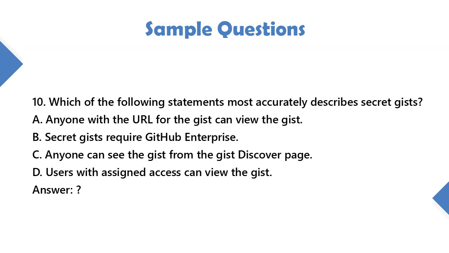10. Which of the following statements most accurately describes secret gists? A. Anyone with the URL for the gist can view the gist. B. Secret gists require GitHub Enterprise. C. Anyone can see the gist from the Gist Discover page. D. Users with assigned access can view the gist.